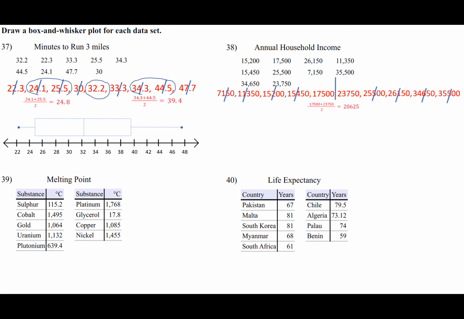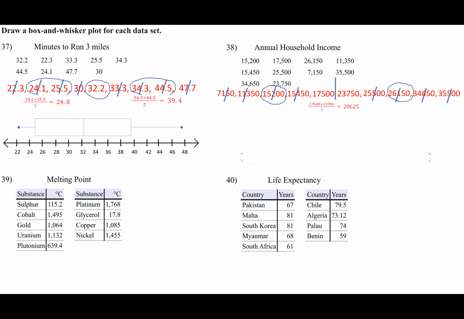Notice how there are 5 numbers on the left. So I'm going to find the number in the middle, which is 15,200. That's my lower quartile. Now on the right, there are 5 numbers as well. The number in the middle is my upper quartile.